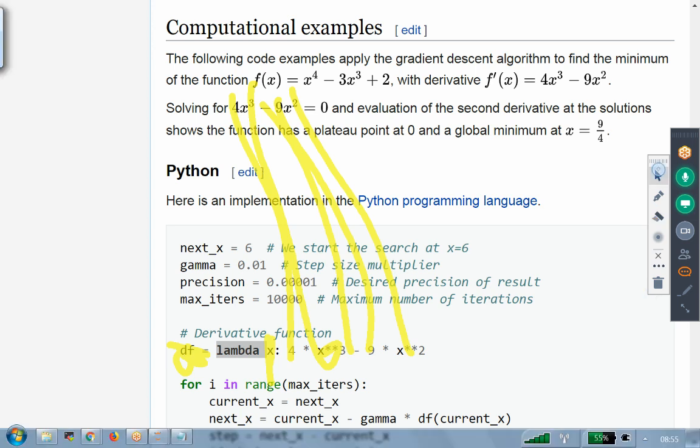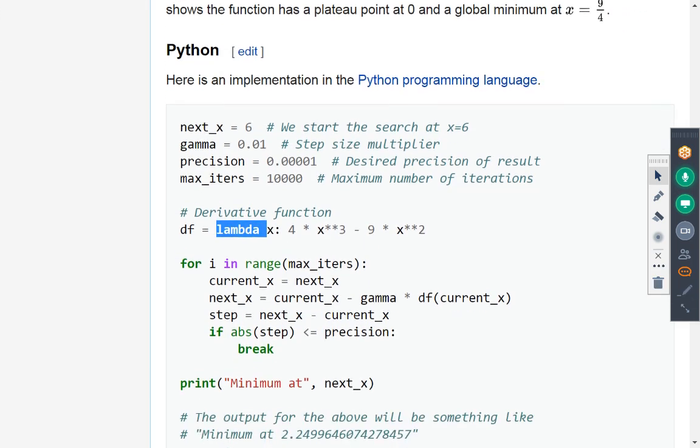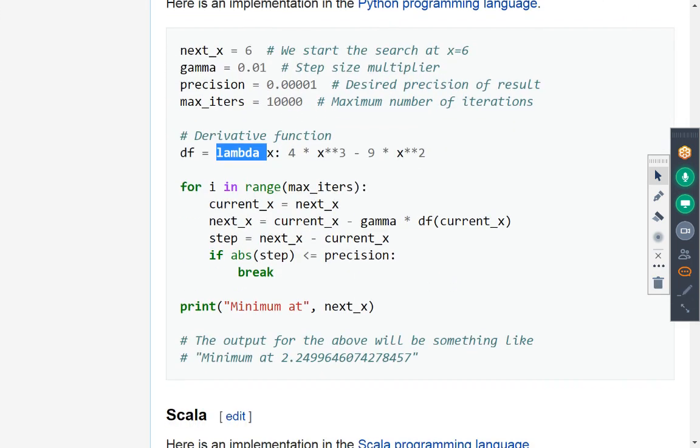Now, maximum iterations is nothing but the number of steps you can take. In our case, it is the number of times our program has to run, the for loop. For loop i in range of max iterations. Now current x is equal to the minimum value we assumed, 6. Then next x is equal to current x minus gamma into the differentiation of current x.